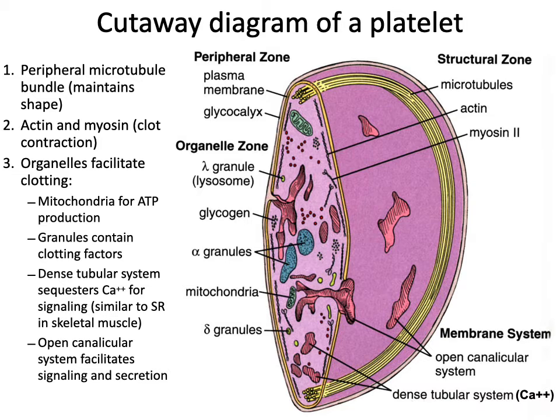They also have a specialized endoplasmic reticulum that serves to sequester calcium. Note that calcium is a very important ion necessary for clotting. And this specialized endoplasmic reticulum is also known as the dense tubular system.